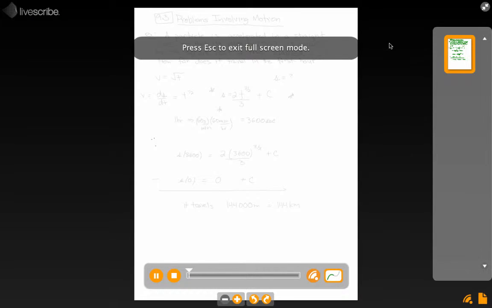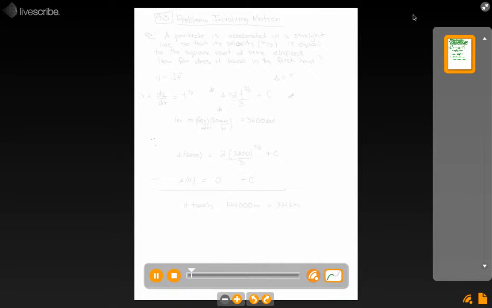This comes out of section 9.3, problems involving motion, velocity, acceleration, etc. So this problem, we've got a particle accelerating in a straight line so that its velocity in meters per second is equal to the square root of time elapsed. And the question is, how far does it travel in the first hour?